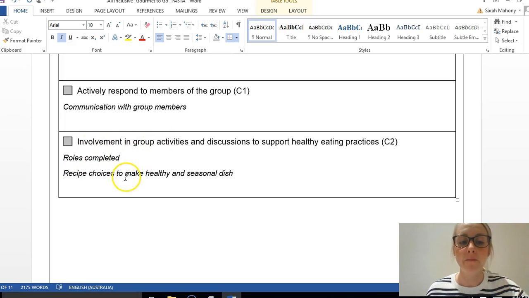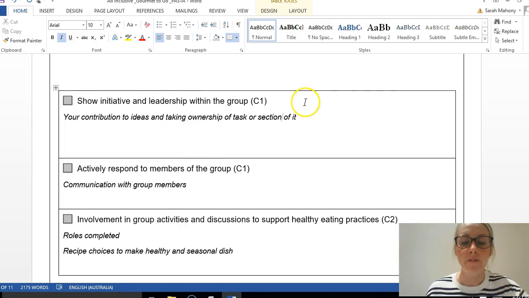And secondly, and really importantly, recipe choices to make a healthy and seasonal dish. It's important that you had these healthy eating practices. Seasonal is part of that, but also that the ingredients were healthy. So comment on how your group went about that. For this one, you'll see there are no other sections, so just put your text and your images in one, but please try and have imagery for these as well.